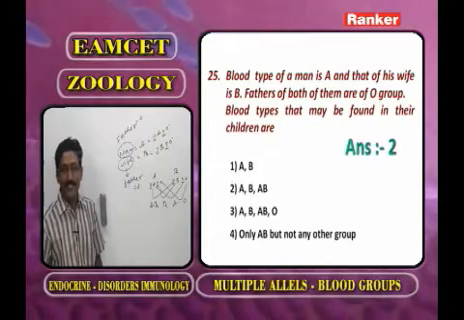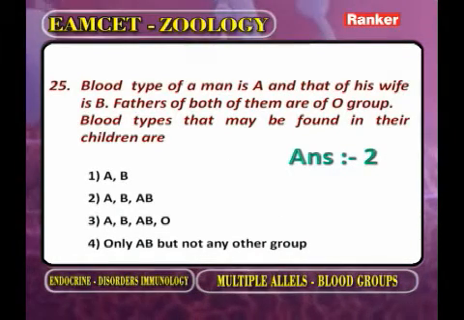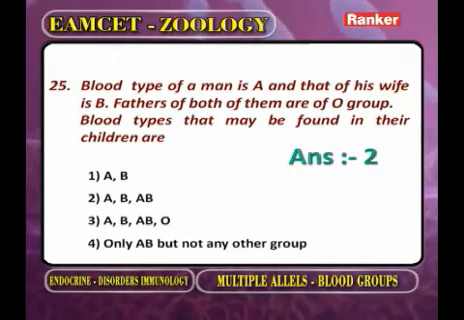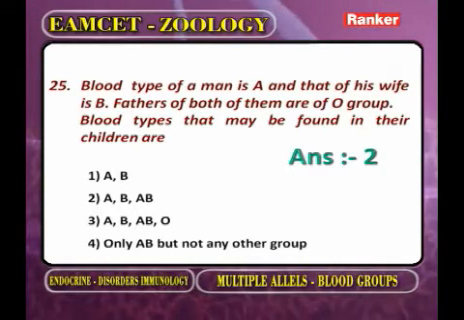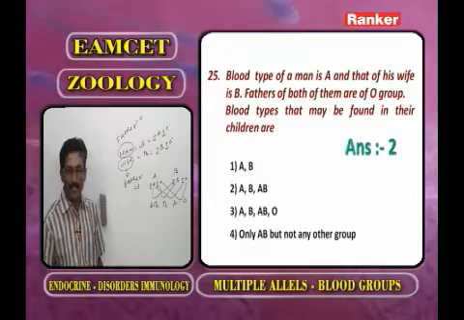The correct answer is the third option: A, B, AB, and O. Four blood groups are going to be observed in their children. The third option is correct. Next question.